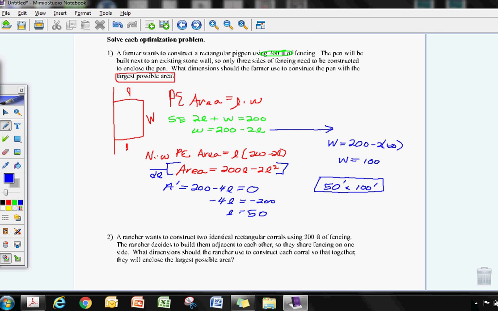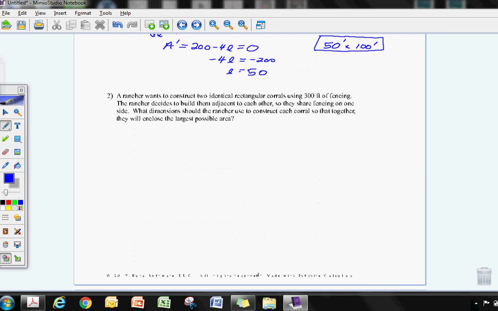So moving on to the second problem. For the second problem, I'm changing back to red for my primary. The rancher wants to construct 2 identical rectangular corrals using 300 feet of fencing. The rancher decides to build them adjacent to each other so they share fencing on one side. You guys know that that means I have, sorry about the icky diagram, best I can do on this, one fence. I'm going to call this whole side here Y, and I'm going to call this whole side here X.